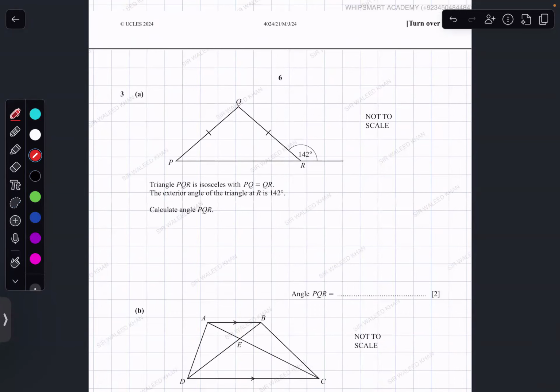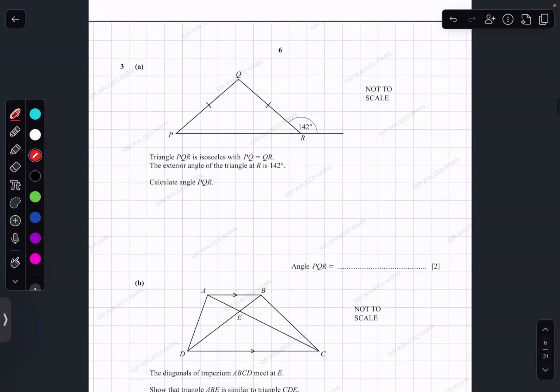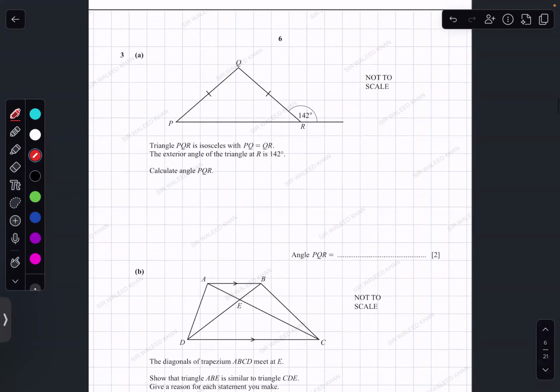So 3A, triangle PQR is an isosceles triangle with PQ equal to QR. The exterior angle of the triangle is 142. Calculate angle PQR. So PQR.